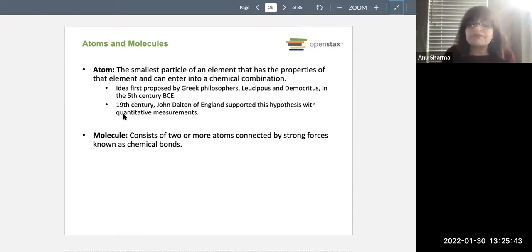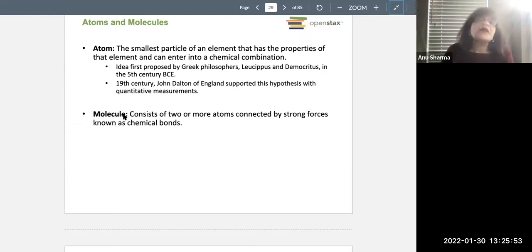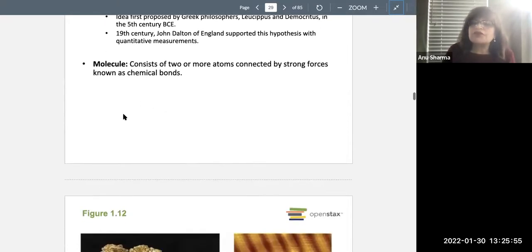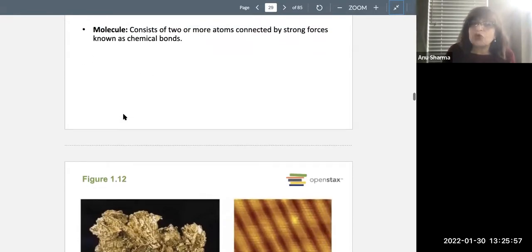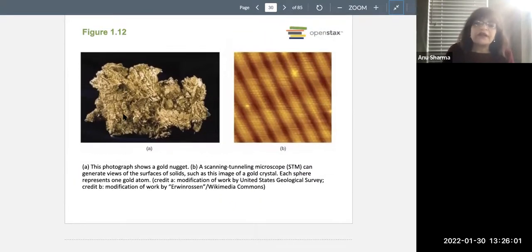So quantitative measurements were used, and different experiments were also done to prove the structure of matter. So John Dalton came up with a proper structure of matter. Molecules consist of 2 or more atoms connected by strong forces, and these strong forces are called chemical bonds.